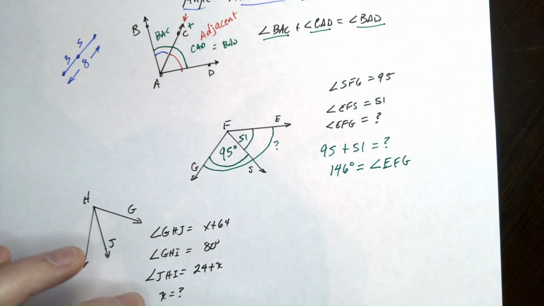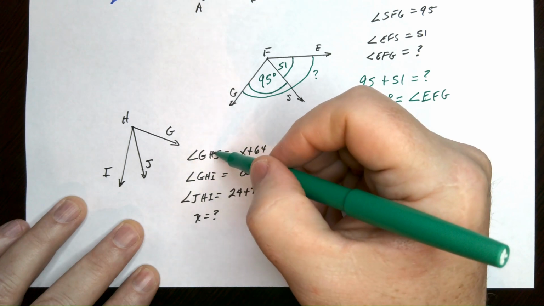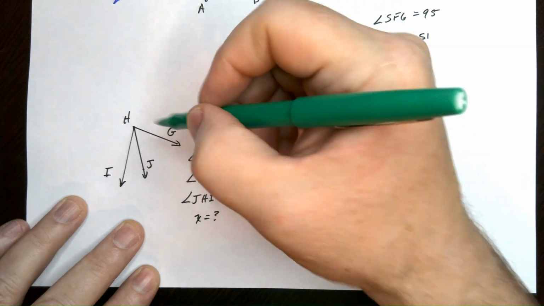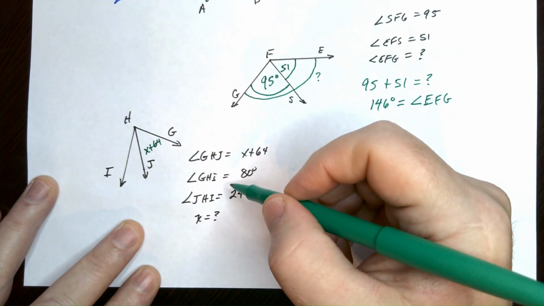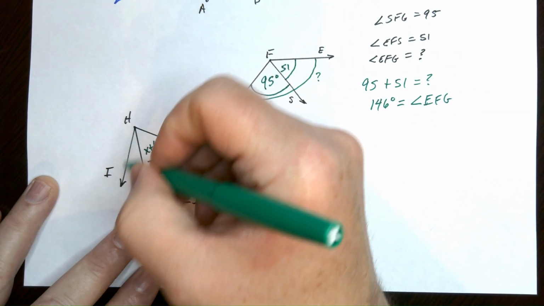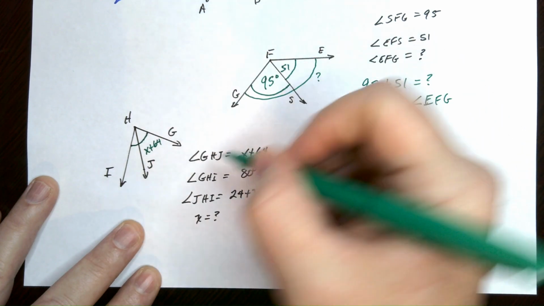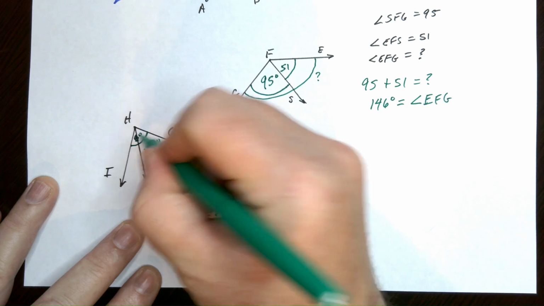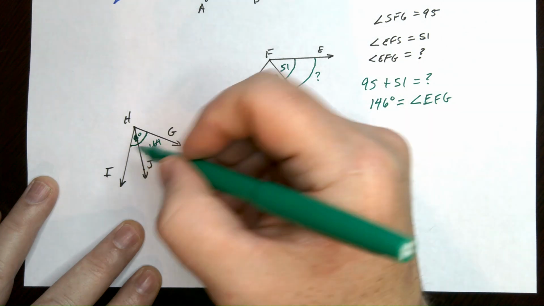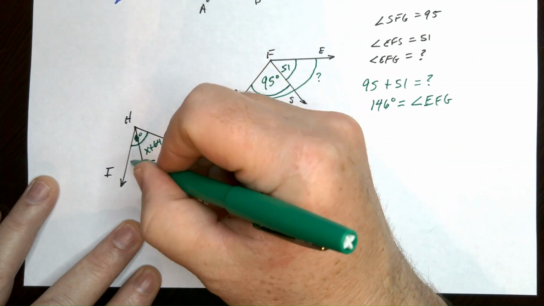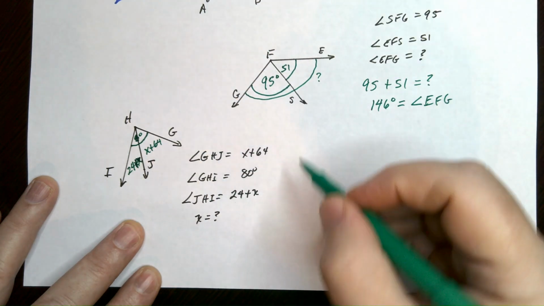That's how that works. Okay, let's see an example where we have to solve for x. So here we have GHJ. So GH, oh, that's this one. That's x plus 64. GHI, that's the whole thing. Look at this, see? GHI. The whole thing is equal to 80. And we have to find, oh, and JHI, this part right here is 24 plus x. So that's kind of ugly right there.